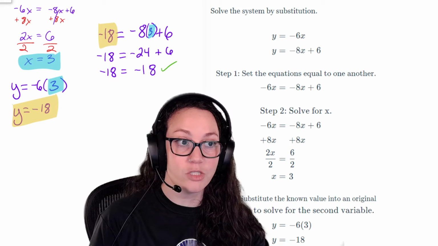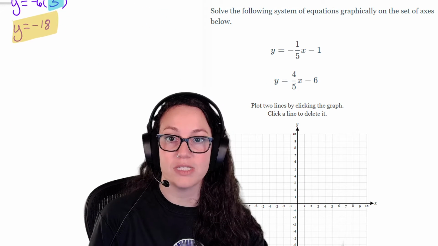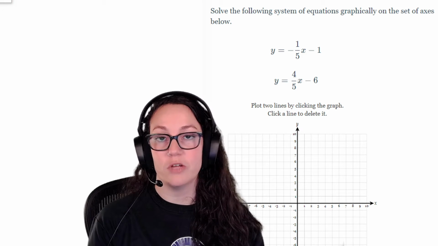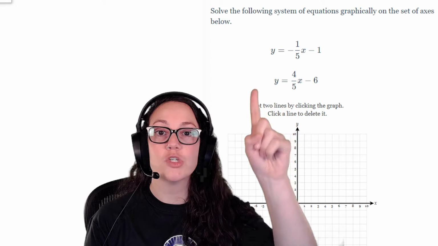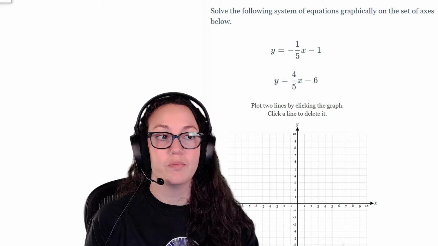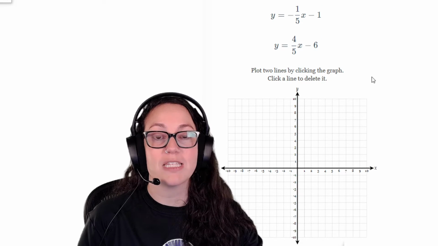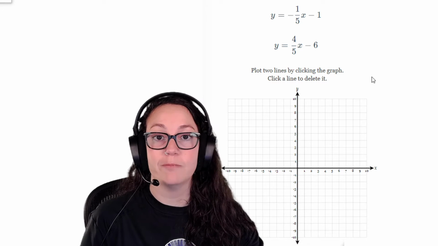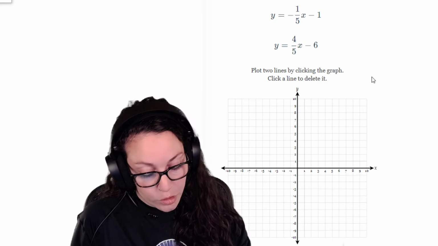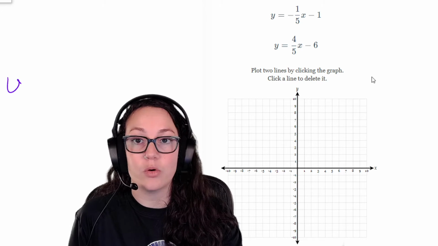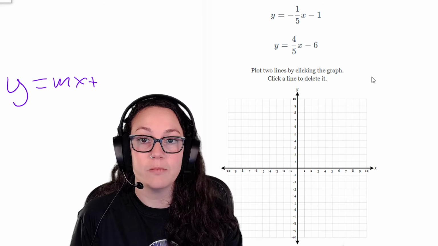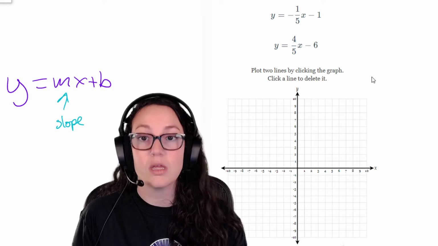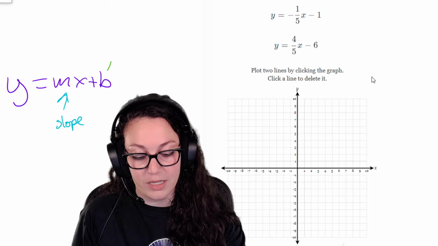All right, let's look at how to solve a system by graphing. So in your level 1 solving systems graphically, both equations are already in slope-intercept form. So that actually makes it a little bit easier for you because we can go straight to graphing. Before you do that though, I recommend you just jot down y equals mx plus b. And remember that m is your slope and b is your y-intercept.